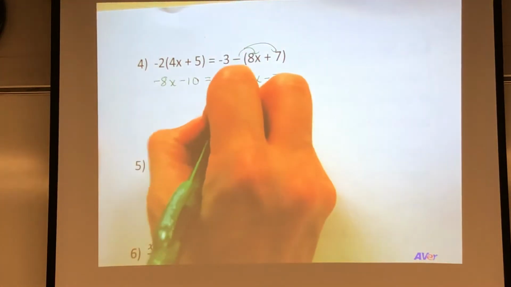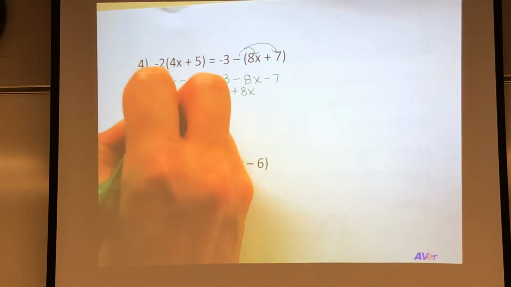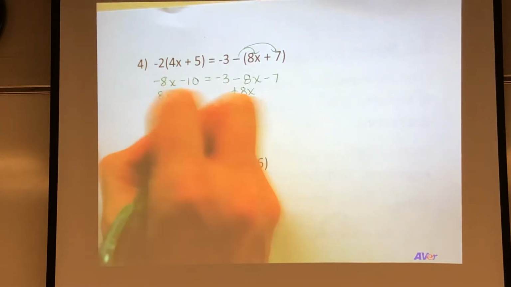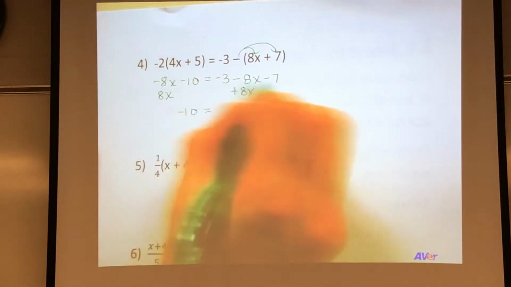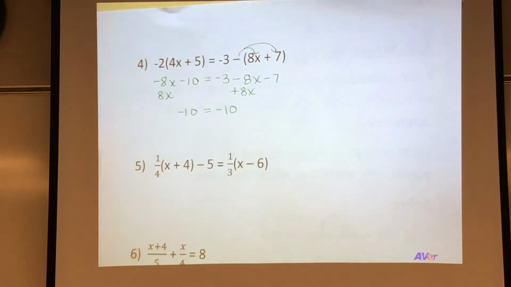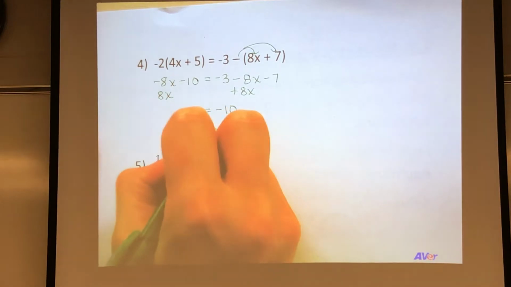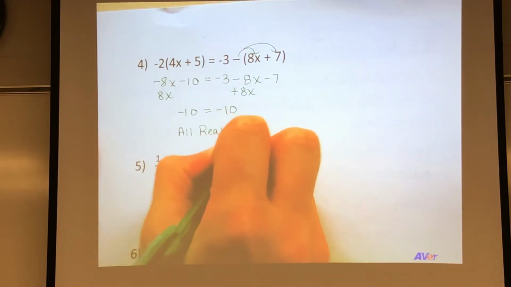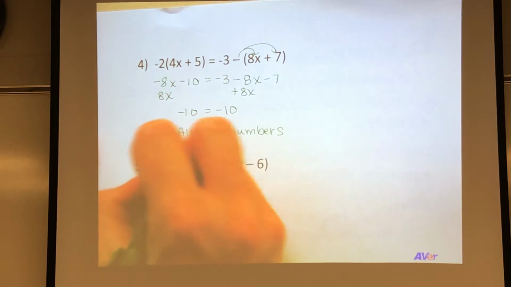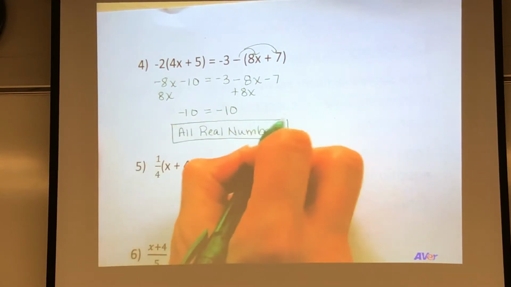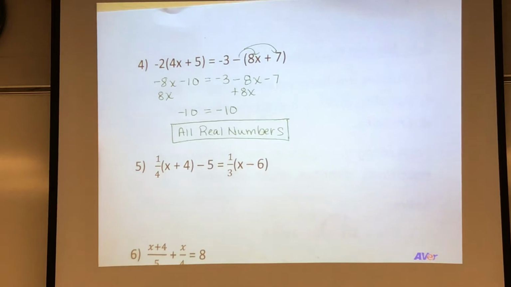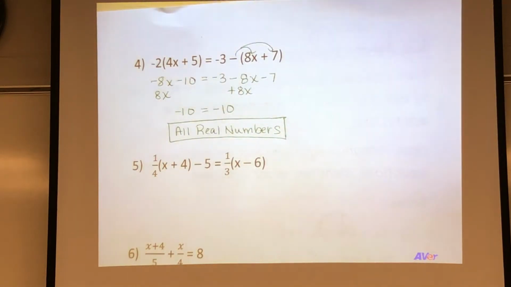I'll get my variables together first, so I'm going to add 8x to the other side. Again, that leaves us with 0, so we have negative 10 equals, looks like a negative 10. Negative 10 does equal negative 10. So what that means is that any number I put in for x is going to work in that equation. So we say all real numbers will work. Any number you can come up with, you substitute that in and you'll make that equation true.